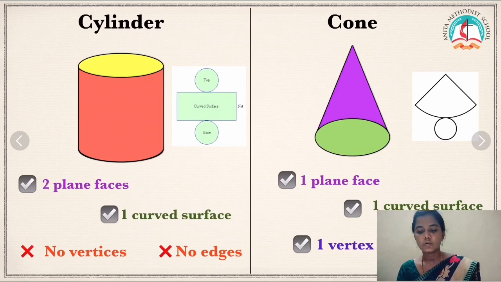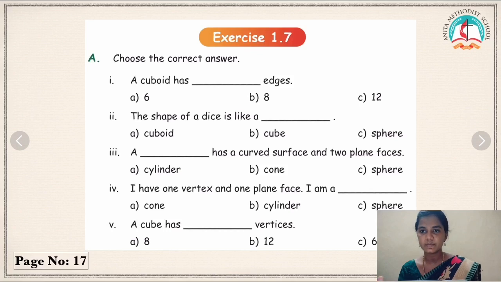Now take page number 17, children, and mark the answers for exercise 1.7. First question: a cuboid has dash edges. In a cuboid, how many edges are there? How many edges? Yes, 12 edges. So mark the 12.